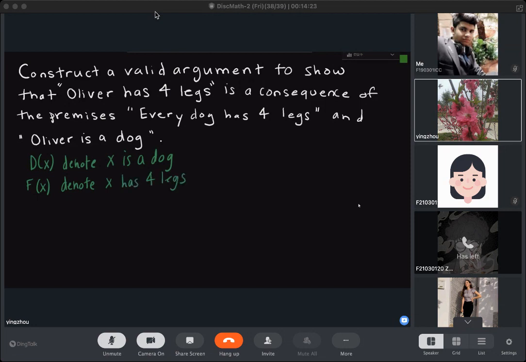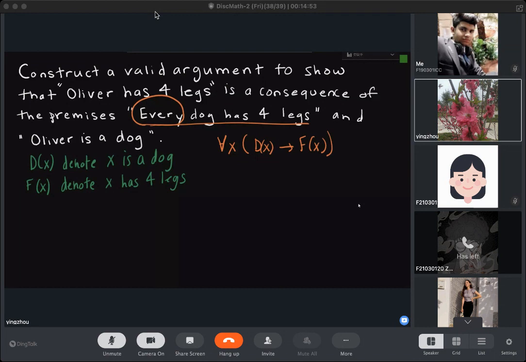So now that I have my predicates, I want to be able to write my premises using those predicates. So every dog has four legs can be written, and again, this is saying every dog, so that's for all x that belongs to the domain. We're saying if it is a dog, then it has four legs.